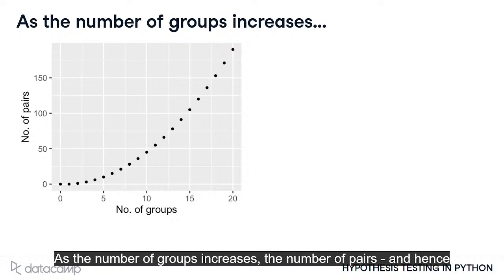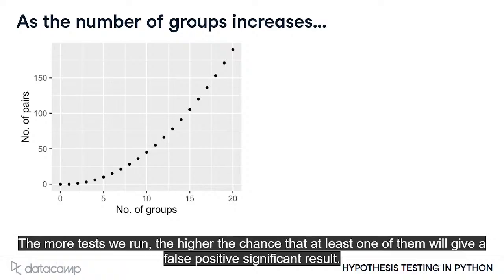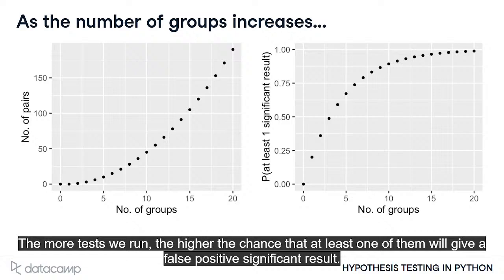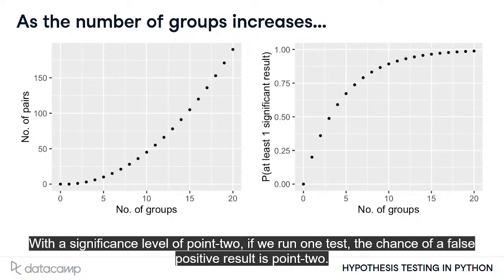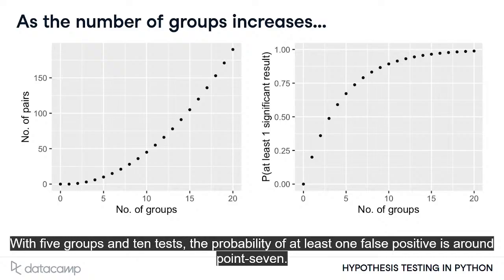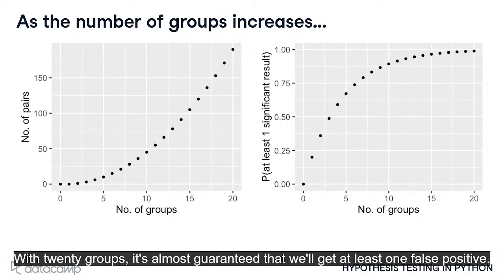As the number of groups increases, the number of pairs, and hence the number of hypothesis tests we must perform, increases quadratically. The more tests we run, the higher the chance that at least one of them will give a false positive significant result. With a significance level of 0.2, if we run one test, the chance of a false positive result is 0.2. With 5 groups and 10 tests, the probability of at least one false positive is around 0.7. With 20 groups, it's almost guaranteed that we'll get at least one false positive.